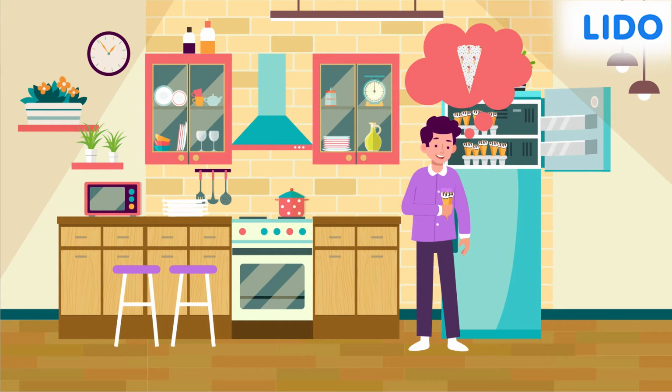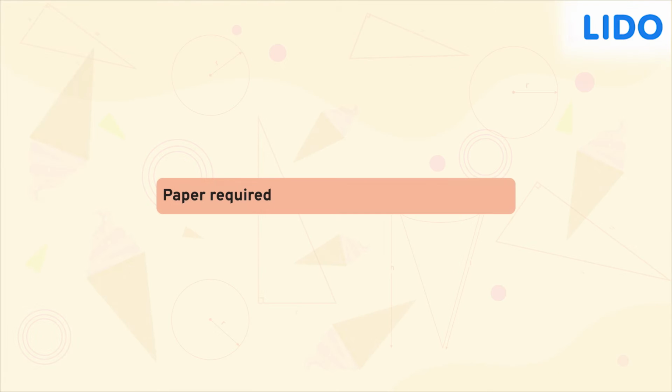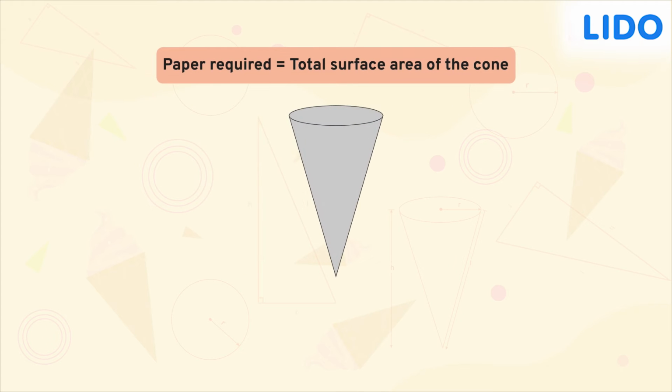But how? It's simple. We know that the amount of paper required to cover one cone is the total surface area of the cone. So, we just have to find the total surface area of this cone. Let's say that the cone has a radius r, height h and slant height L.